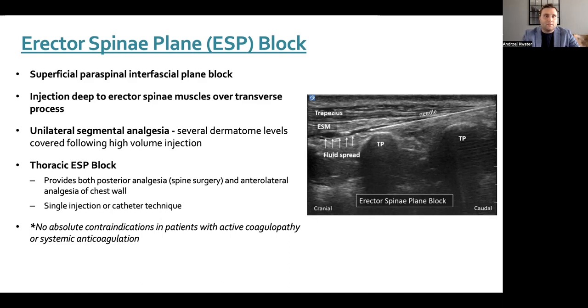And the benefit of these erector spinae plane blocks is that there are no absolute contraindications of doing these blocks in patients with active coagulopathy or on systemic anticoagulation. Caution still needs to be taken in these scenarios, but unlike paravertebrals or neuraxial, there are not absolute contraindications to doing these blocks in these patients. However, if you have a patient who's thrombocytopenic or is on a heparin drip, for example, I would still exercise caution in doing these blocks, but they can be done, and case reports have shown that patients have undergone these blocks without any complications.